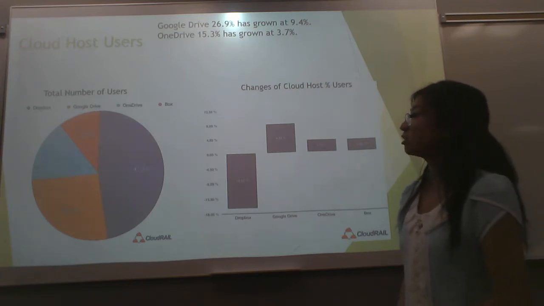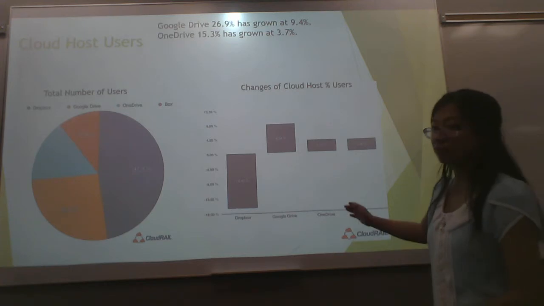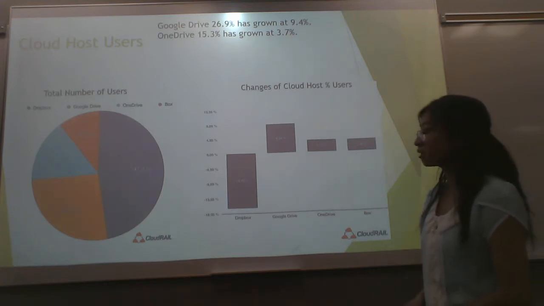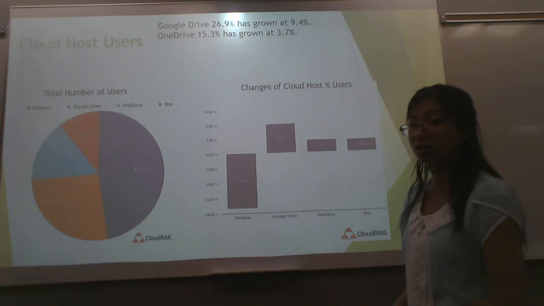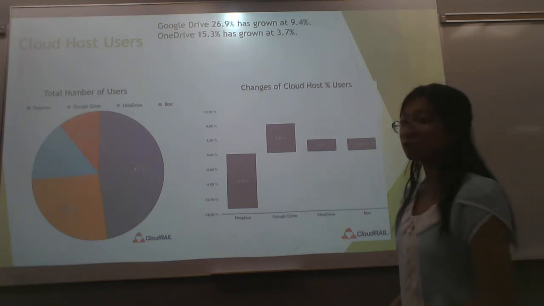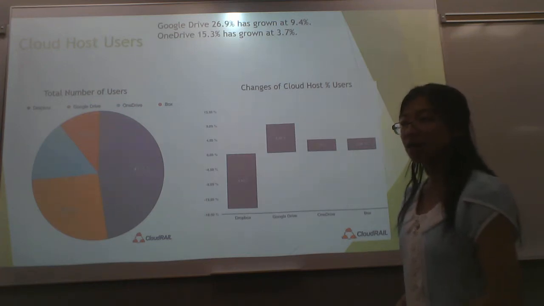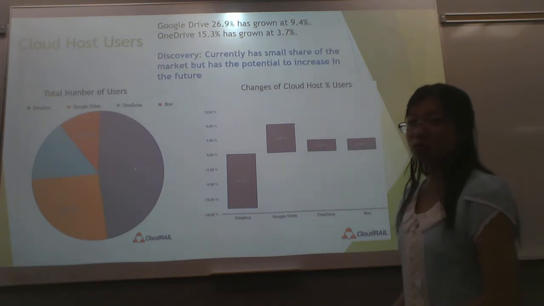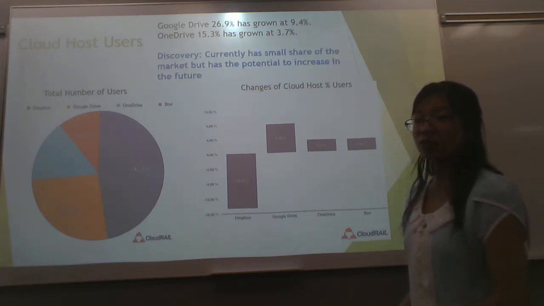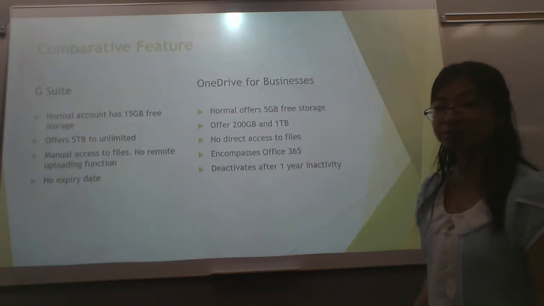Indicated in the pie chart, you can tell that Dropbox is definitely the highest user. However, in this graph over here, you can tell over time that the number of shares for Dropbox is steadily decreasing, and that OneDrive and Google Drive have over the past 2-3 years increased in their number of users. This shows that the future potential of Google Drive and OneDrive is definitely increasing, and the number of users overall are definitely going to increase in the near future.